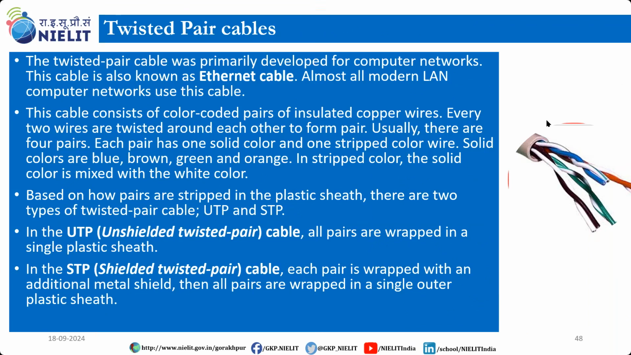And if there is any metal shielding, an additional layer of protection, it will be known as shielded twisted pair. These shielded twisted pairs are used where electromagnetic interference is present. So normally it is used in industry, or where there are electromagnetic signals in the surrounding, then STP cables are used.